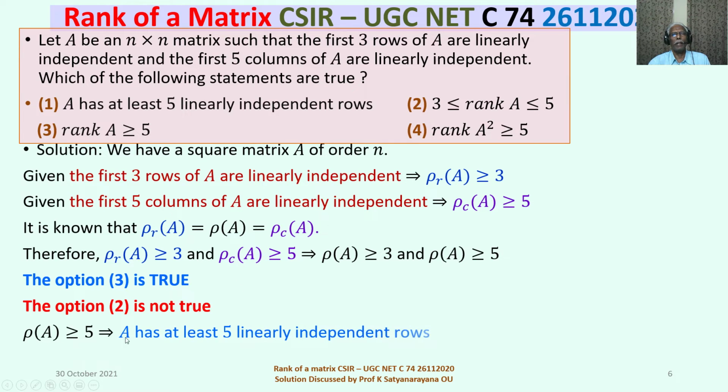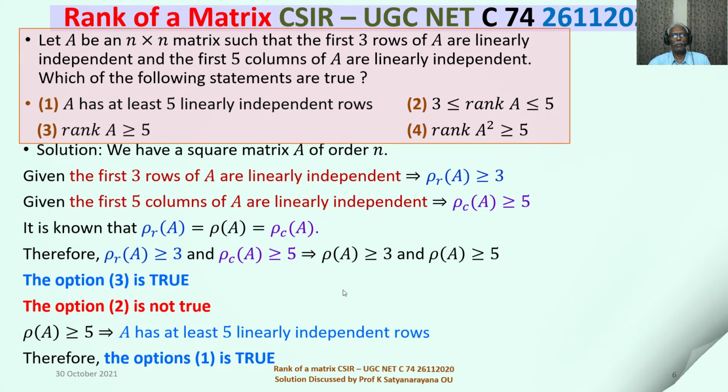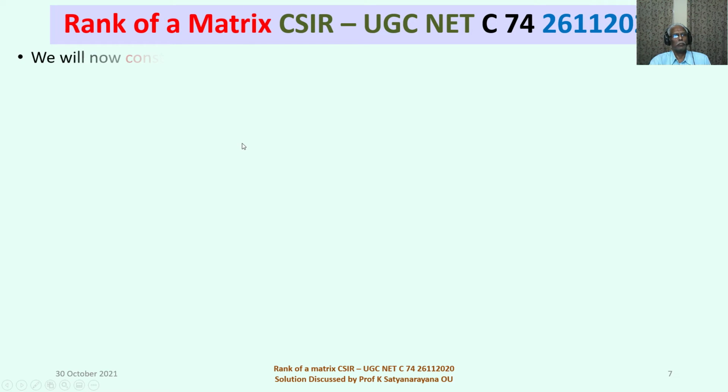Rank of A greater than or equal to 5 will imply A has at least 5 linearly independent rows. So, therefore, option 1 is true. In option 1, A has at least 5 linearly independent rows. So, we got that. Therefore, option 1 is true. We continue in the next slide.